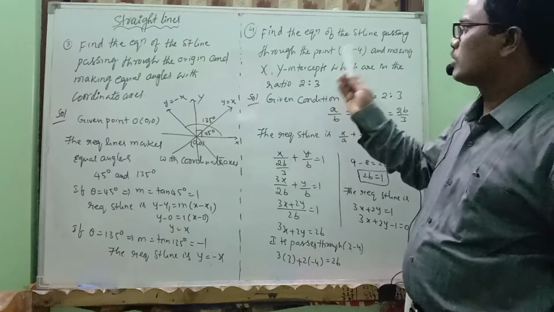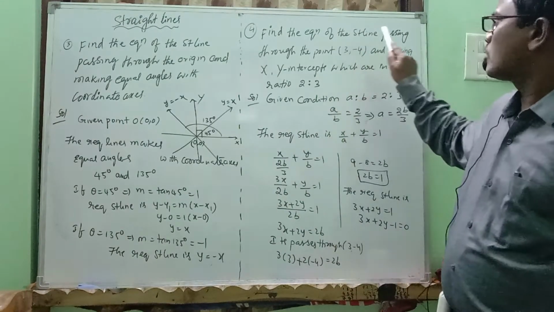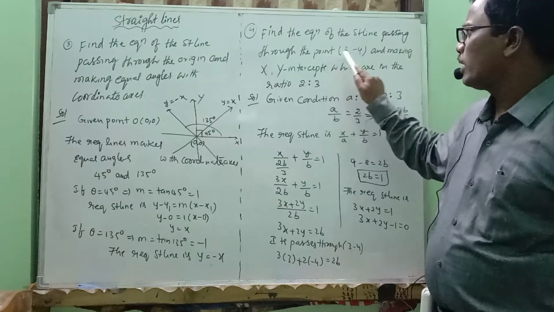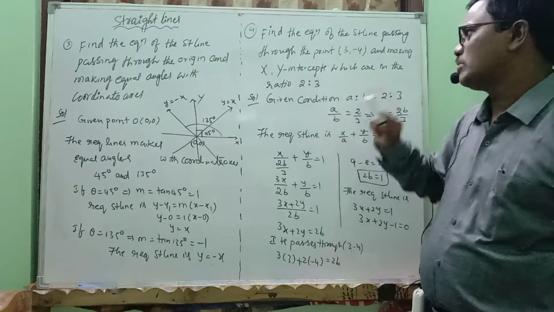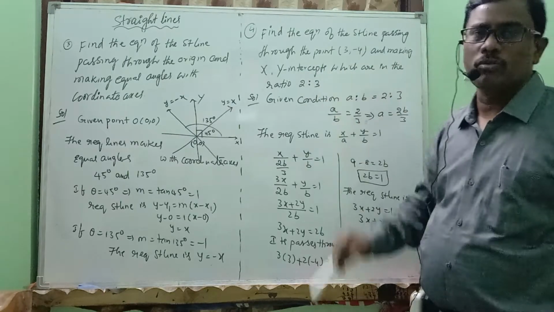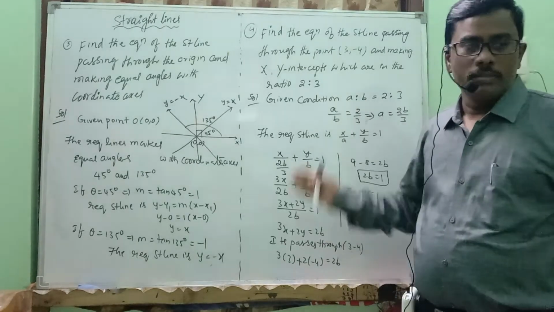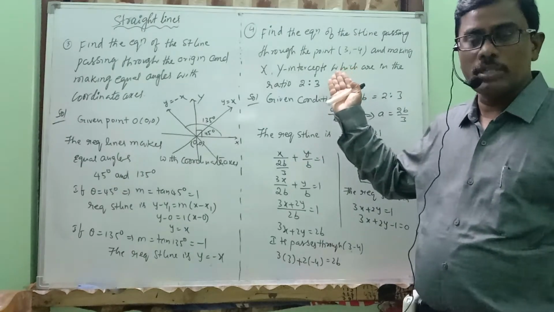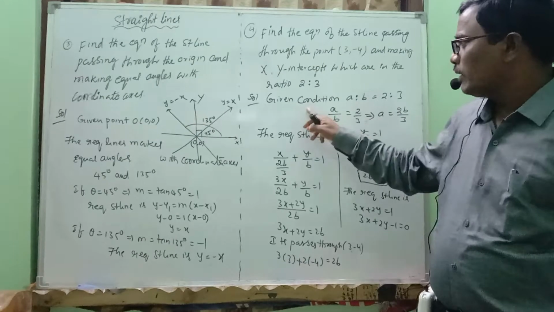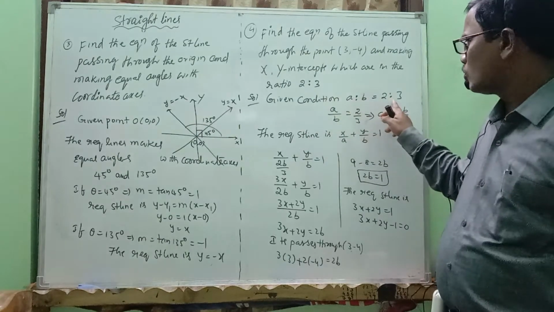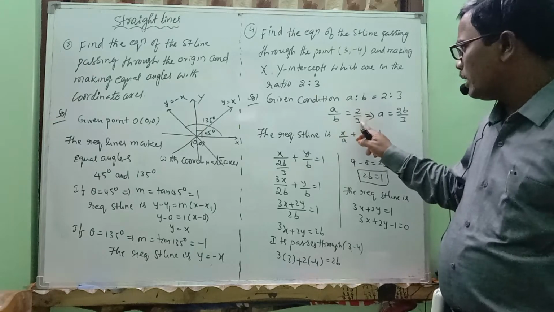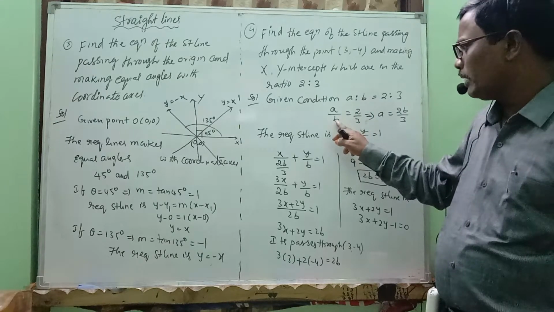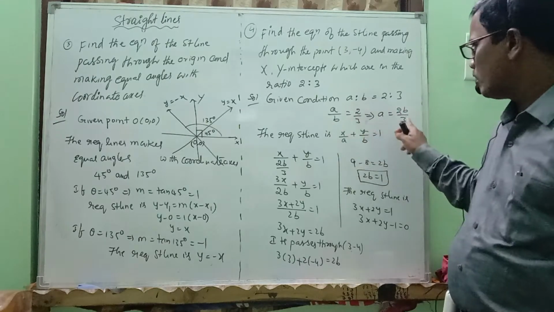Okay, another question. Find the equation of the straight line passing through the point (3, minus 4) and making x and y intercepts which are in the ratio 2:3. The intercepts ratio is given: a is to b equal to 2:3, a by b equal to 2 by 3, so a equal to 2b by 3.